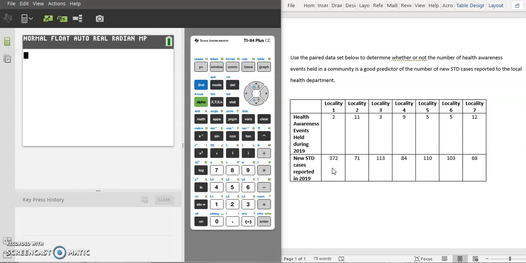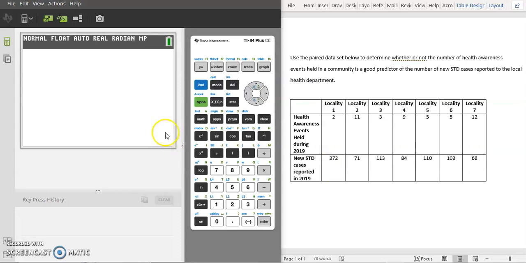So using this sample data, we'll compute the correlation coefficient, and then based on the strength and direction of that relationship, we'll make a conclusion of whether the number of health awareness events is a good predictor of the number of new STD cases reported.